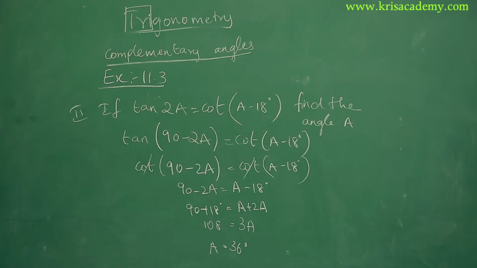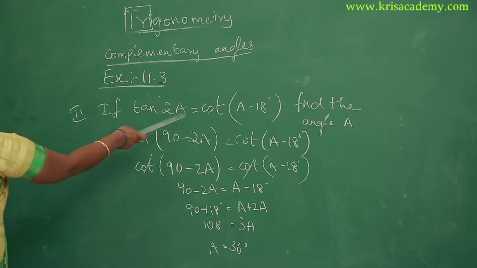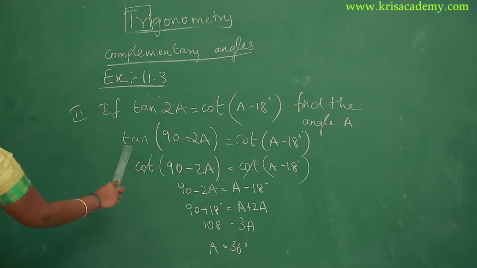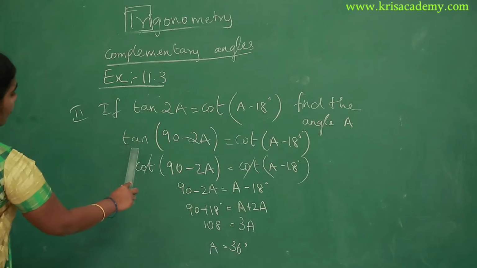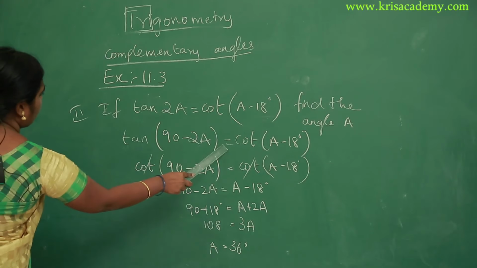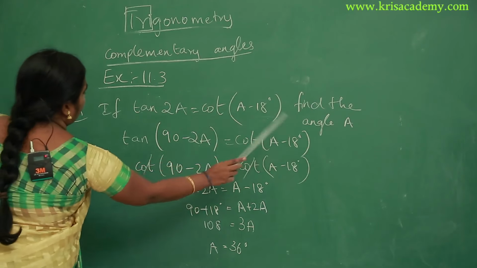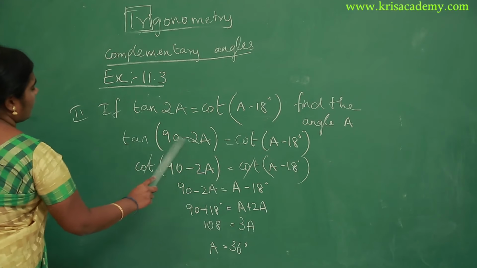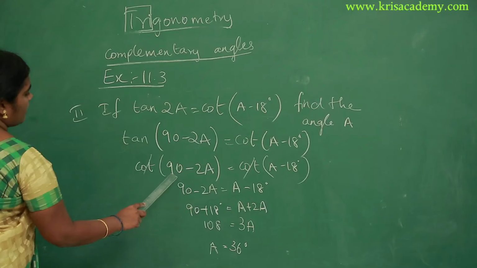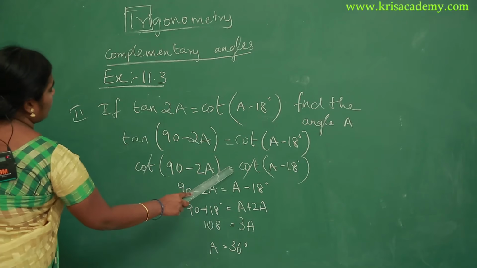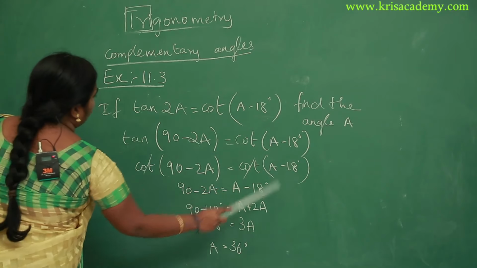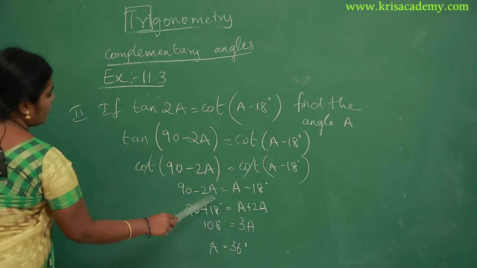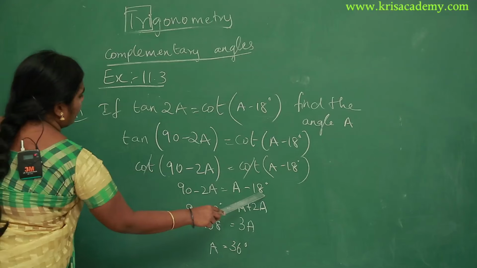So the next problem is, if tan 2A is equal to cot of A minus 18 degrees, find the angle A. We can convert the tan by complement angle. Tan of 90 minus 2A is equal to cot of A minus 18 degrees. Tan 90 complement is cot. 90 minus 2A, we can't subtract the angle, so we will write again as it is. 90 minus 2A is equal to cot of A minus 18 degrees. So both the sides we have cot, we cancelled. 90 minus 2A is equal to A minus 18 degrees.